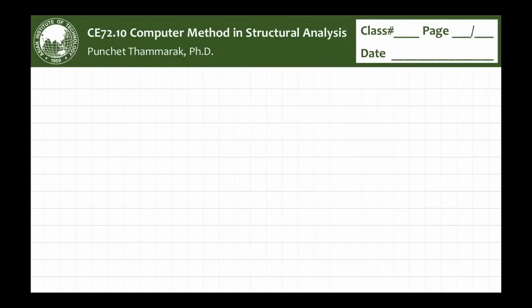So we are going to start class number 19, page number 1. Today is October 17th.